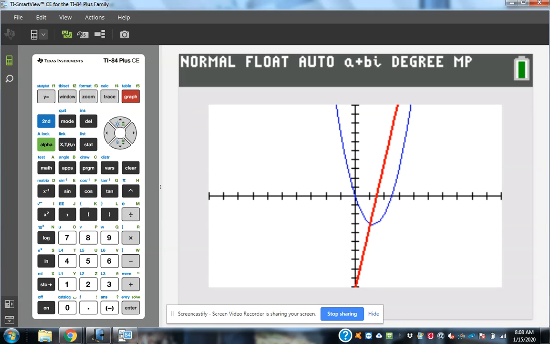And then the other intersection's just off the screen there. If you wanted to zoom out to see that, you could. But we can tell that that red line is going to intersect the blue one out of that. So that's what we're finding here.